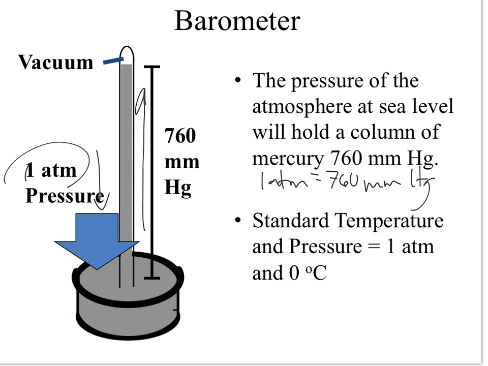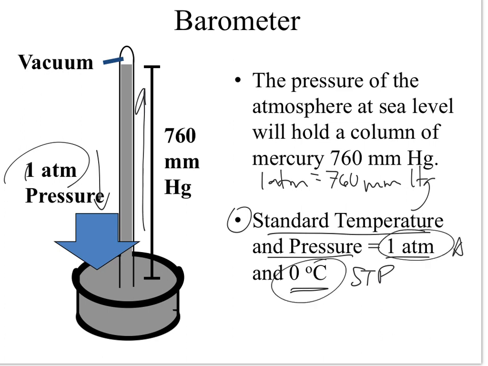Another thing that we need to pay attention to is the concept of standard temperature and pressure. These are values that you're expected to understand and know. If you're told, hey, this reaction is occurring at STP, or standard temperature and pressure, you should know that standard pressure is 1 atm and standard temperature is 0 degrees C. So this is memorization stuff. You need to know what these mean and be able to plug the appropriate values in.